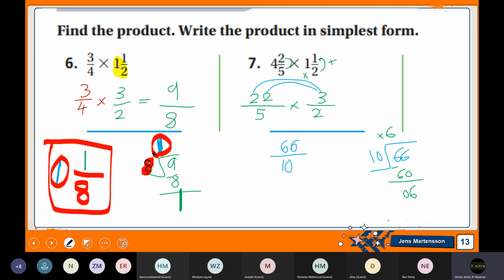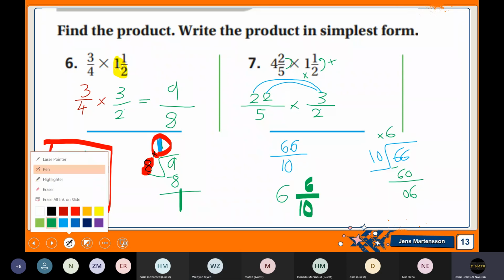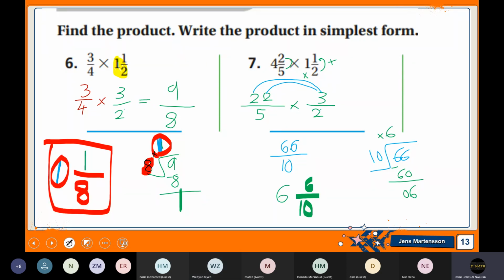Where is the quotient here? 6. Good job. And where is the remainder? The remainder is 6. Where's the divisor? The divisor is 10. Thank you. Now look at 6 and 10. Can you simplify it more? Is it possible? Are 6 and 10 even numbers?